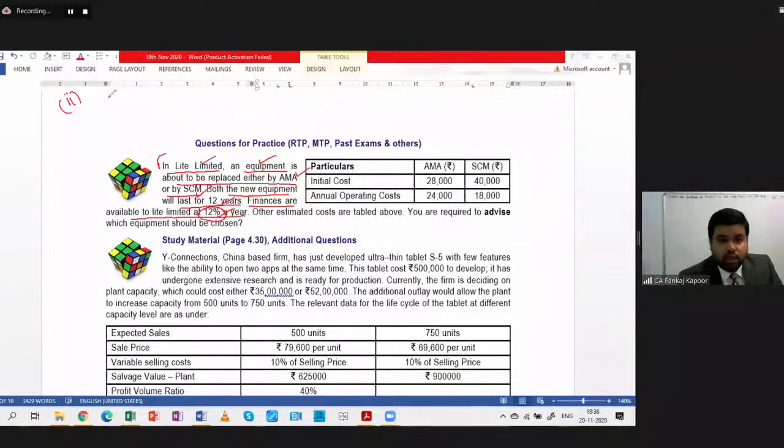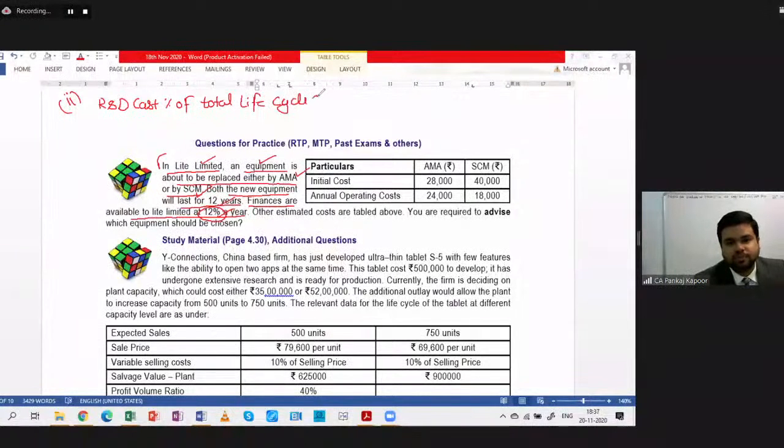Friend, in that, what was asked to us? R&D cost percentage of total life cycle cost. That we are supposed to do. And what was your total life cycle operating cost? That was 1165.60. And the R&D stage cost is how much? At the R&D stage, you only incurred 80 lakh rupees. So if you need to compute it in percentage, it will be 6.86%.